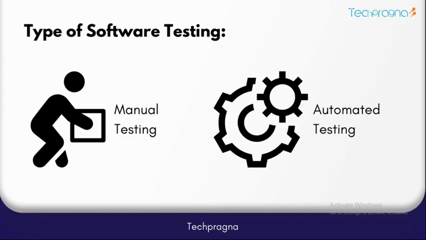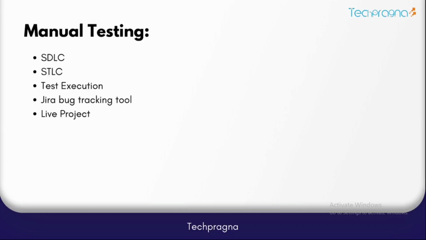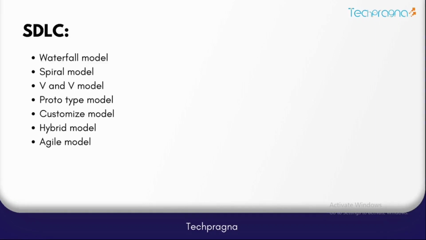For that reason, in every company, first they do manual testing, and after manual testing is done, they shift to automation. This is how it happens in the company. So today we'll discuss manual testing. In manual testing, we have many contents: SDLC, STLC, test execution, Jira, and a live project. First we'll discuss them one by one.